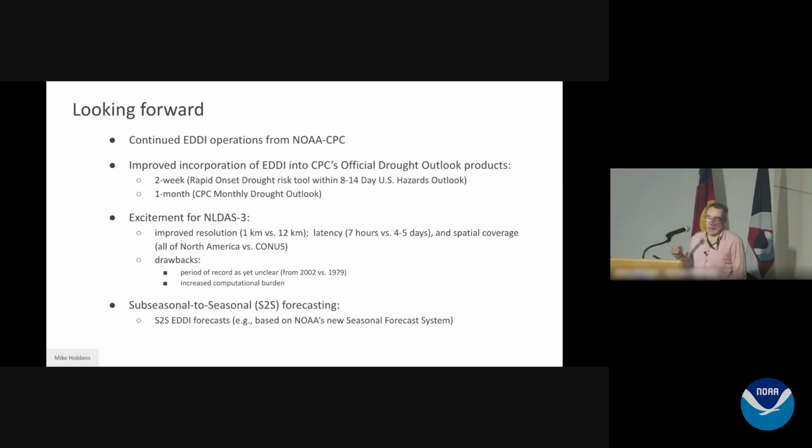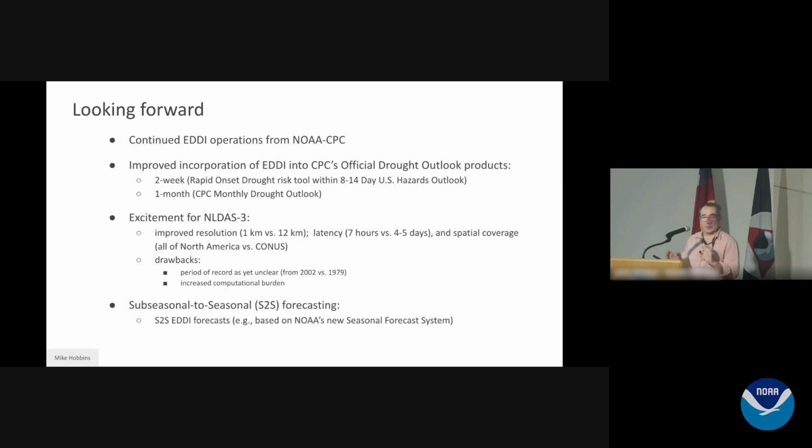And I didn't know quite how to put this. We are very excited for NLDAS 3, the 3rd generation of NLDAS, or phase 3. That is really going to revolutionize how we look at drought. It's going to improve the resolution from 12 kilometers for NLDAS 2 to 1 kilometer. It's going to increase the coverage for the entire continent of North America, including Hawaii, the Caribbean, Alaska. Obviously, it's going to be an increased computational burden. I'm not sure how we're going to get around that.